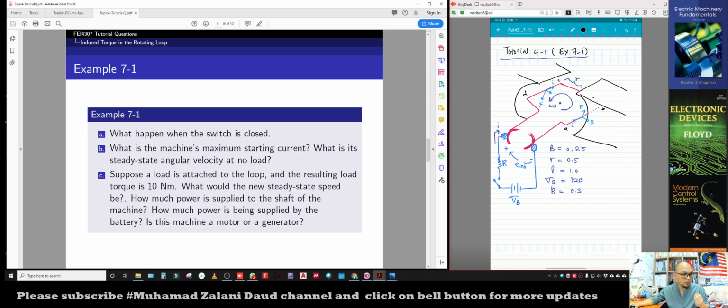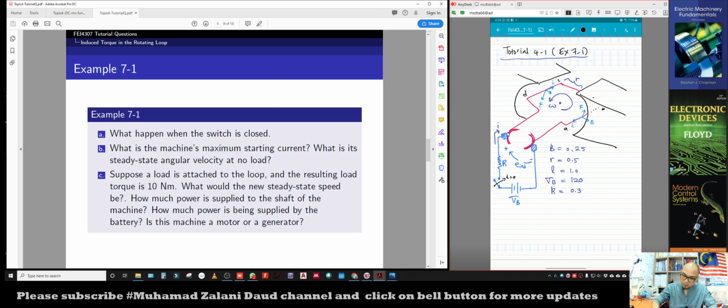We just focus on the first question: what happened when the switch is closed? Let's say we have the battery here, and this switch is still open. Then at t equals 0, we close the switch to allow the current to flow through this resistor and go through the wire loop. The current will be flowing inside the wire loop, and the torque will be induced. That means this machine is working as a motor.